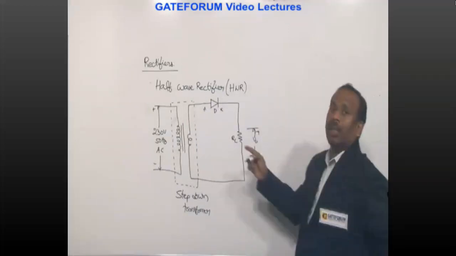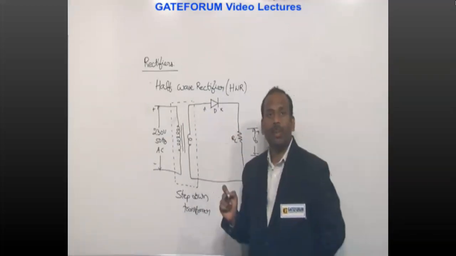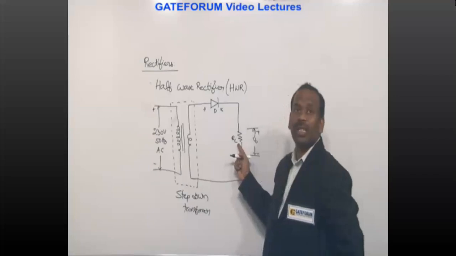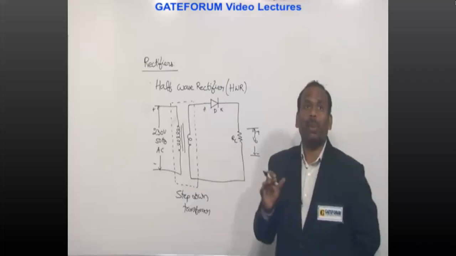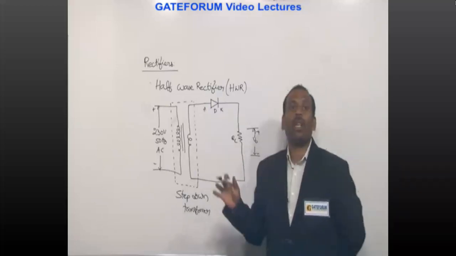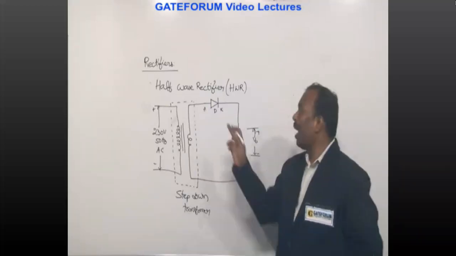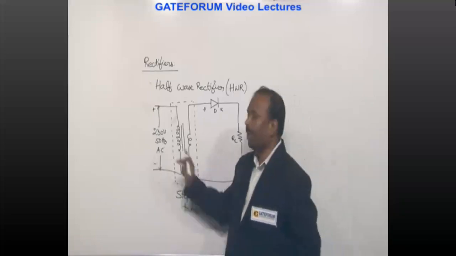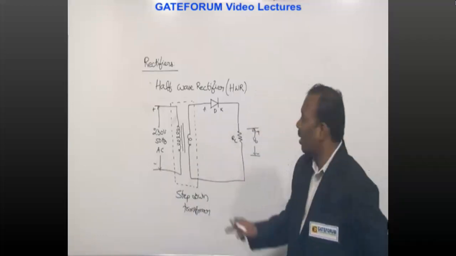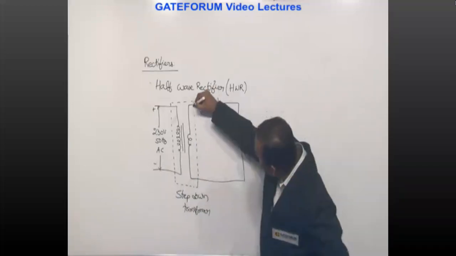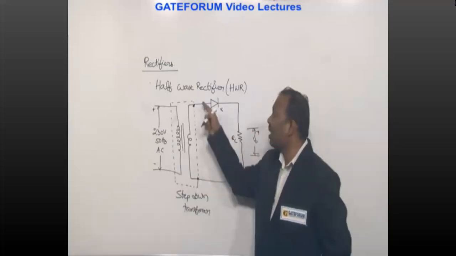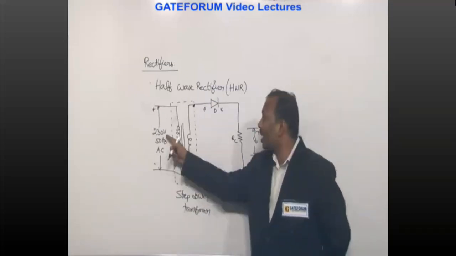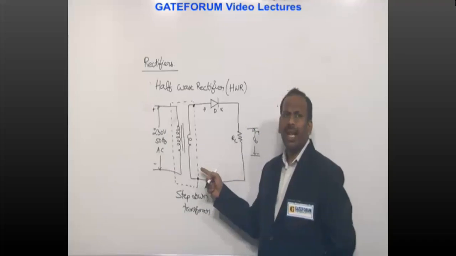The diode is used for rectification purposes. This is acting as a load resistor. Output DC voltage is taken across the RL. Now comes the operation. How does the circuit operate? What is the input waveform, and what is the output waveform? Input waveform is AC, that is sinusoidal, and between these two points also it is AC. The difference is amplitude wise: here 230 volts AC, here lesser than 230 volts.